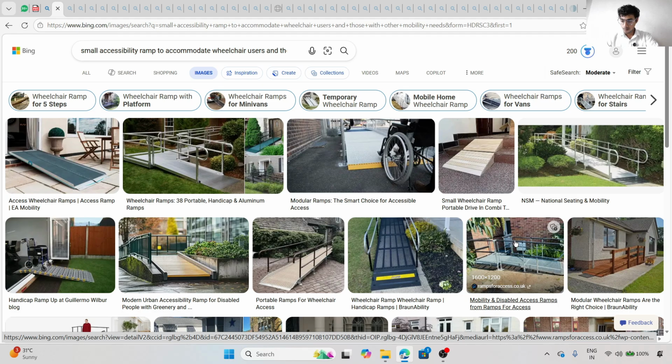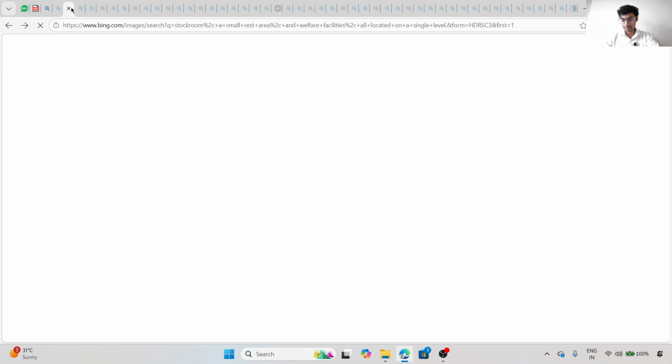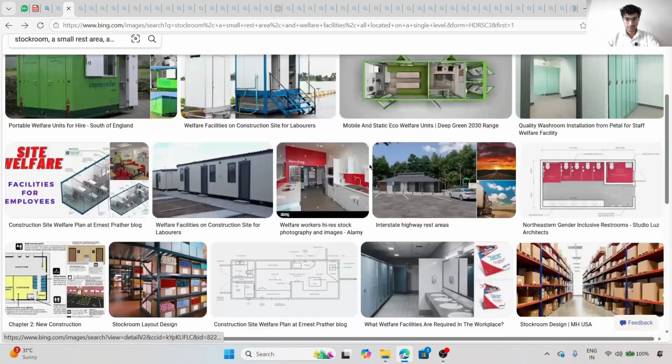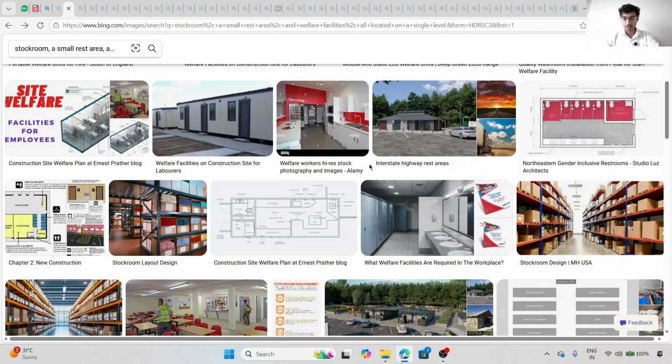Now it is saying the store also has a stock room and a small rest area. It has welfare facilities like drinking water, toilet facilities, restroom and changing room, all located on a single level. So it has good welfare facilities provided.